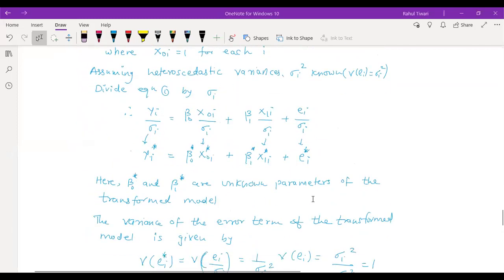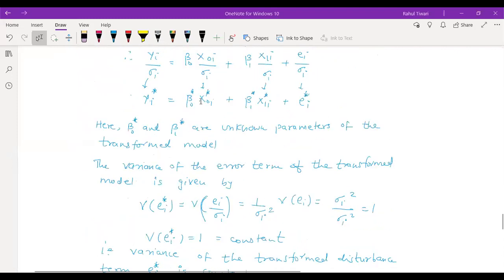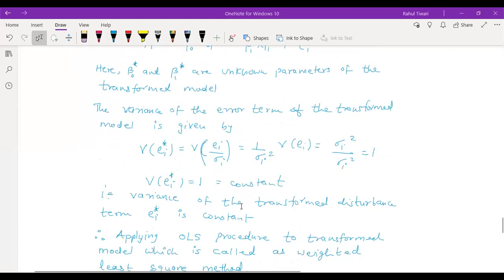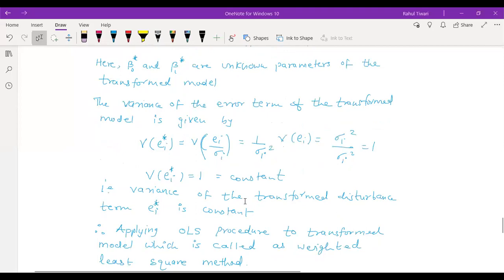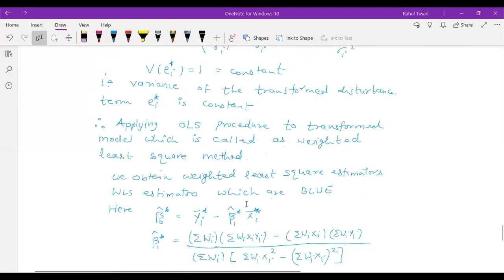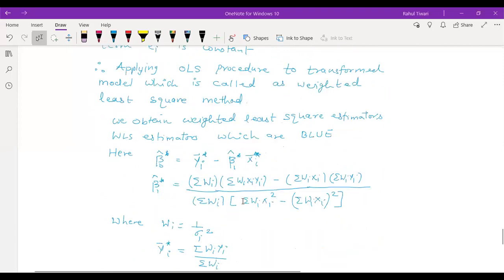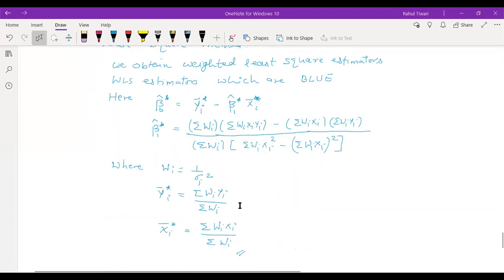Like here we divided by sigma, then we created a model, and after creating the model, these are the OLS estimators, and we found this variance. The variance is constant, so I can apply OLS. Once I apply OLS, I am able to estimate the parameters. So I think that is the very basic concept, so we may just go through that. If you have any questions, then we will see.